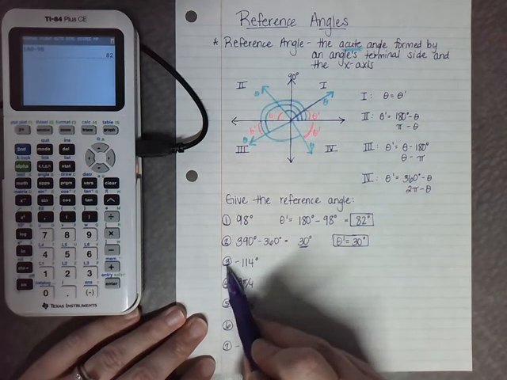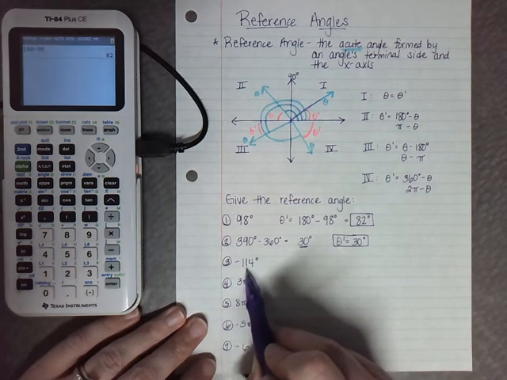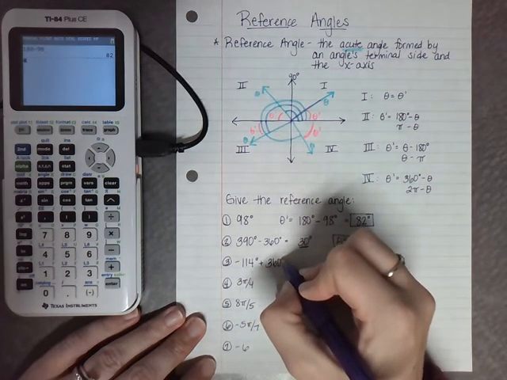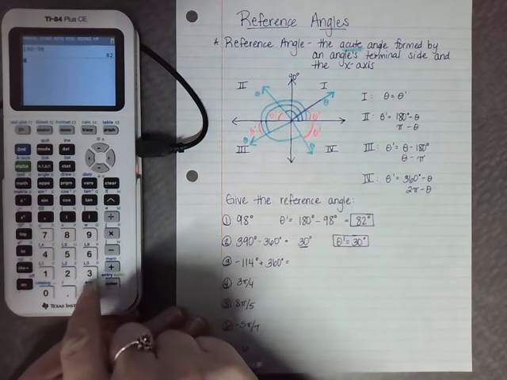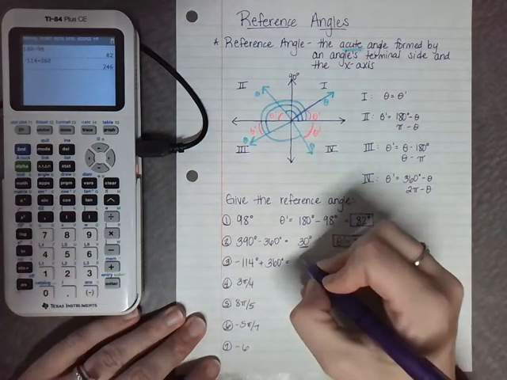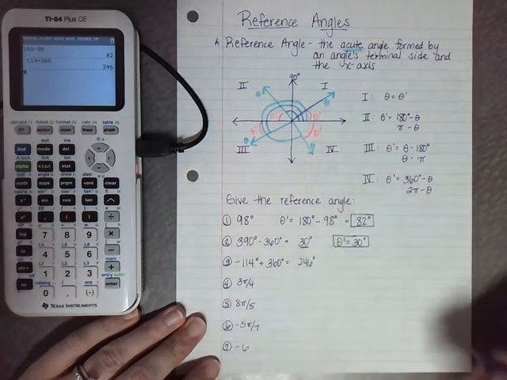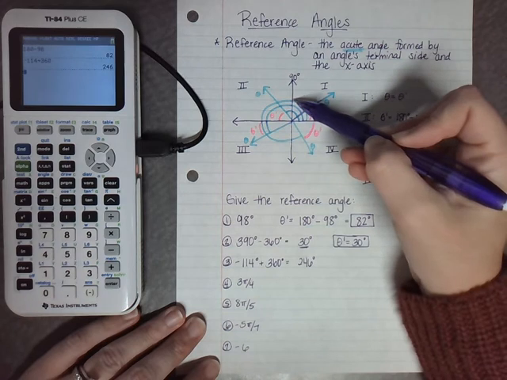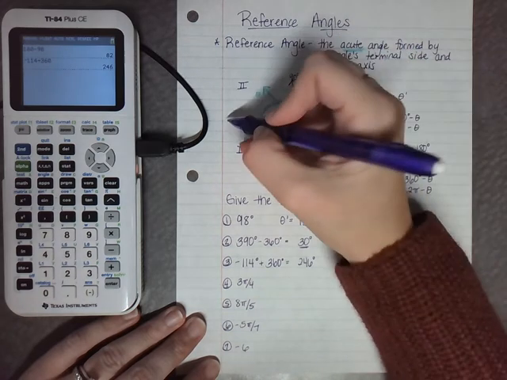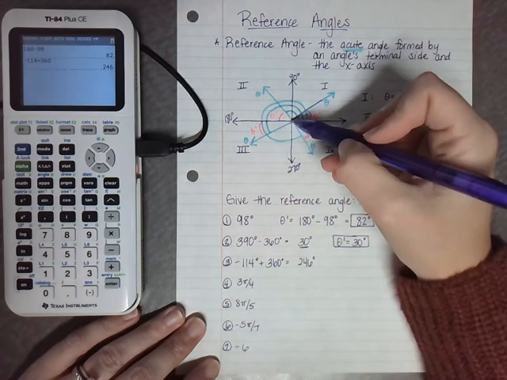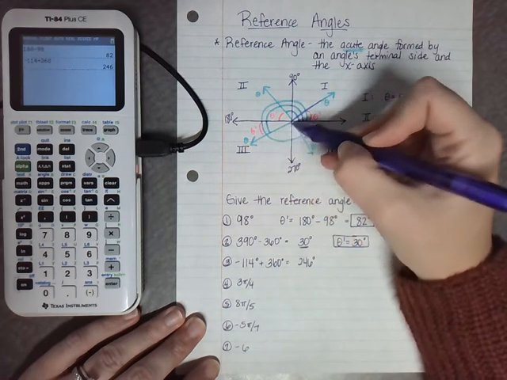All right, for number 3, negative 114 degrees. I'm going to go ahead and add a revolution to that to see what it is as a positive angle. So negative 114 plus 360 gives us 246 degrees. Okay, so 246 takes us through 90, through 180, but not quite to 270 yet. So 246 is over here in quadrant 3.